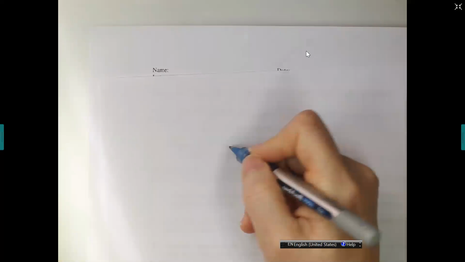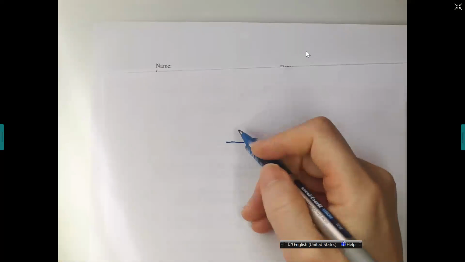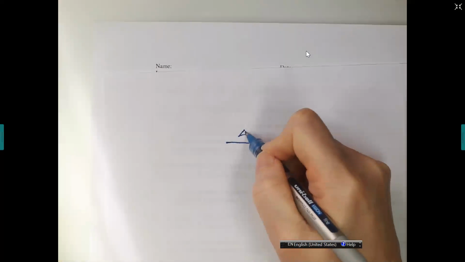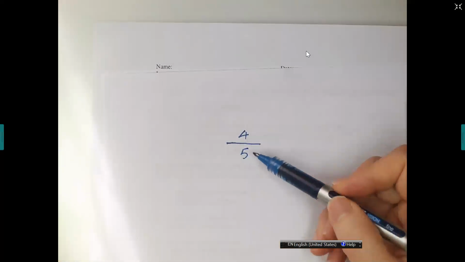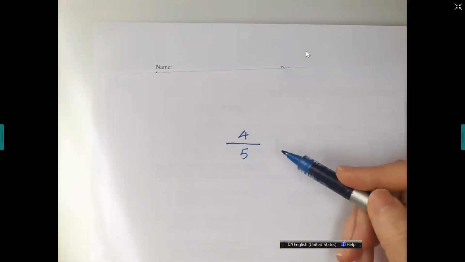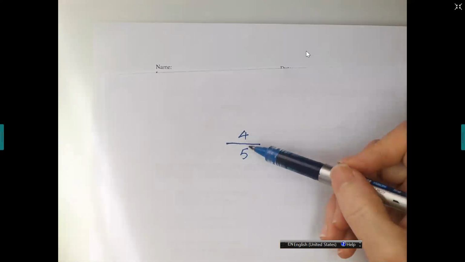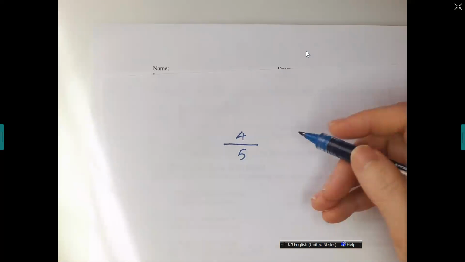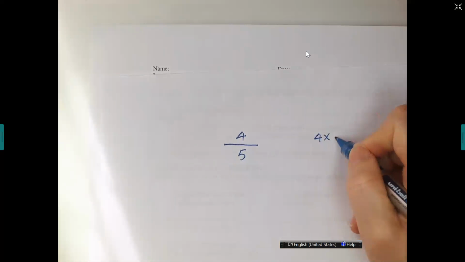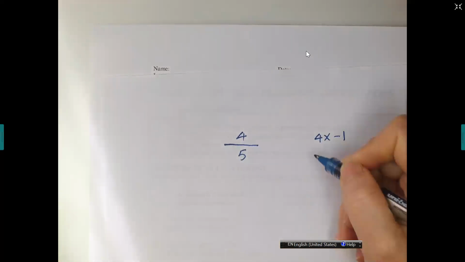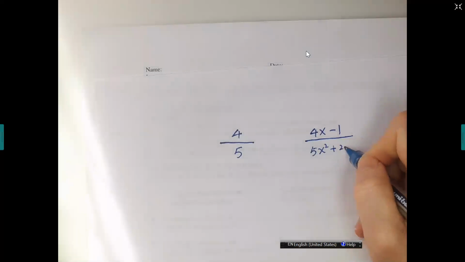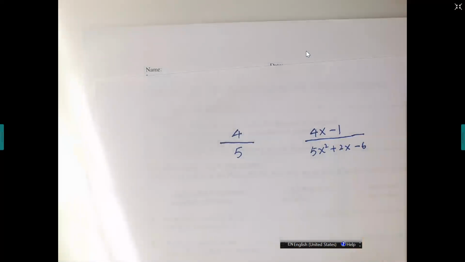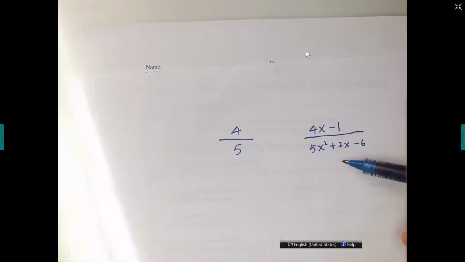But the numerator and denominator will not be a number anymore. So this is a typical fraction number. Now, if we replace the numerator and denominator by the algebraic expressions, we do not have just integers there. We might have 4x minus 1 as the numerator, and the denominator is 5x squared plus 2x minus 6. I just made this up. This is called the rational expression.